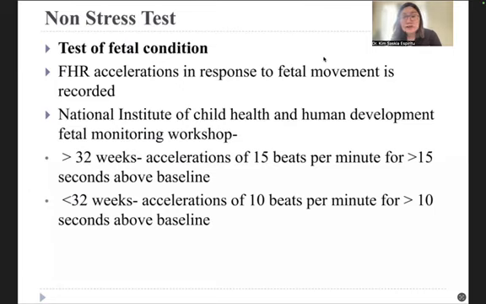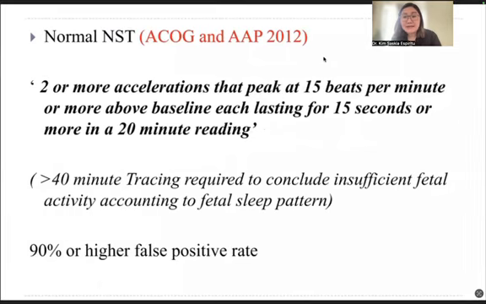The National Institute of Child Health and Human Development defines an acceleration, if more than 32 weeks, as 15 beats above the baseline lasting for more than or equal to 15 seconds. If less than 32 weeks, it's 10 beats above the baseline lasting for more than or equal to 10 seconds. So a normal NST is that you will have 2 or more accelerations that peak at 15 beats above the baseline for more than 15 seconds in a 20-minute reading. So in your CTG strip, you will have 2 accelerations, even with no contractions, in your 20-minute strip.